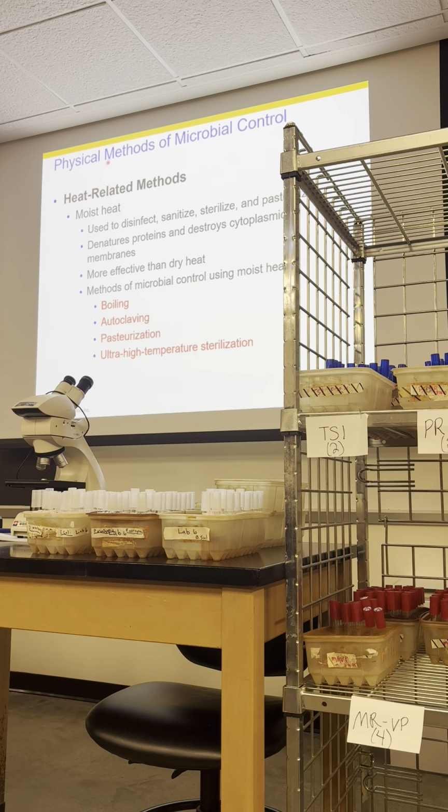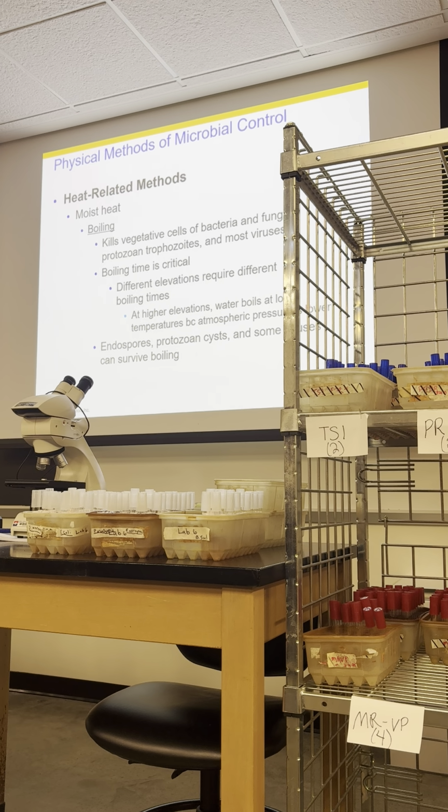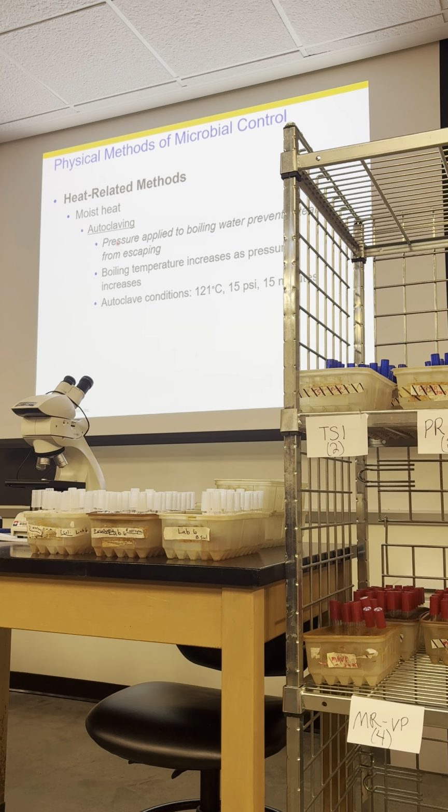Alright, so different types of heat-related methods. Moist heat: boiling is an example, autoclaving, pasteurization. So boiling, obviously, does not sterilize stuff. It kills stuff that gets you sick, right? But endospores, cysts, certain things can survive boiling. Boiling is not sterilizing. Autoclaving, this is what they use in a lot of medical offices. So it's pressure and boiling kind of coupled together.